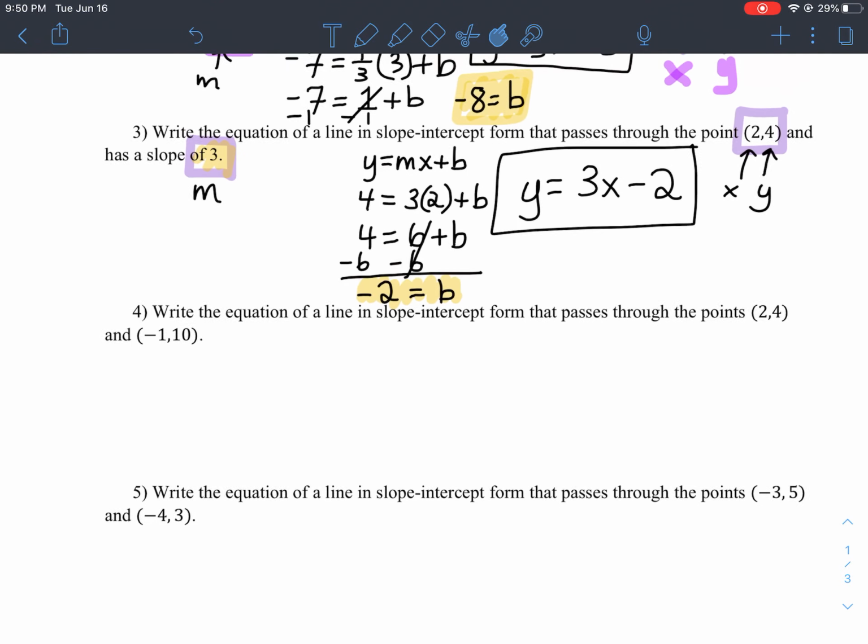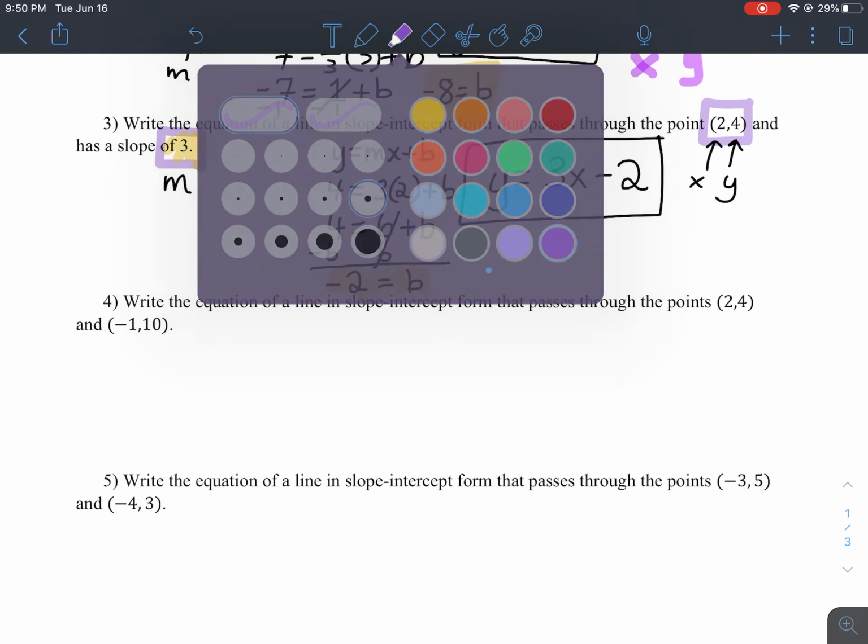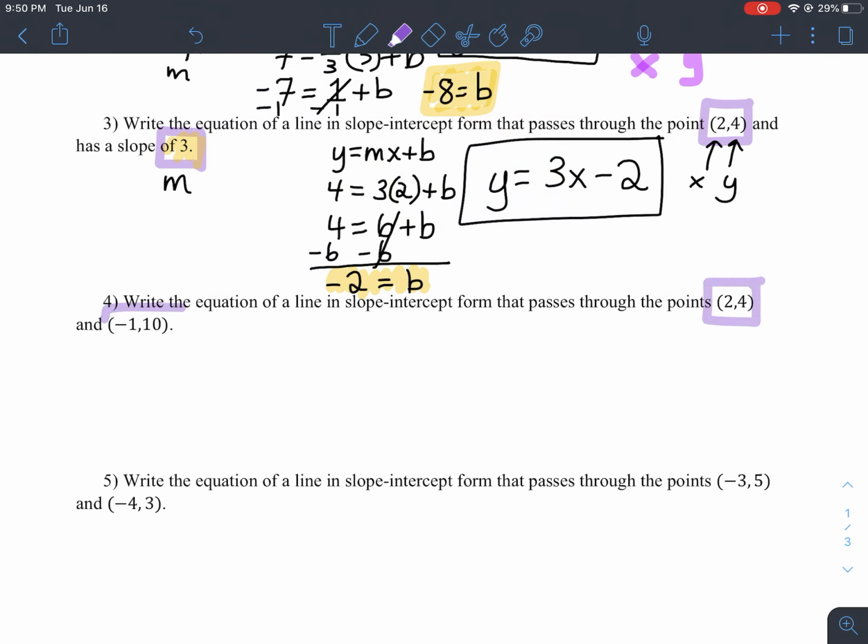Okay, so our last two equations, now these ones are a little bit different. So in number 4, it says write the equation of a line in slope-intercept form that passes through the points 2, 4, and negative 1, 10. So now, if you compare number 4 to 1 through 3, we don't even have our slope. We don't have our y-intercept, and we don't have our slope. So writing this in y equals mx plus b is going to be a little bit more difficult.